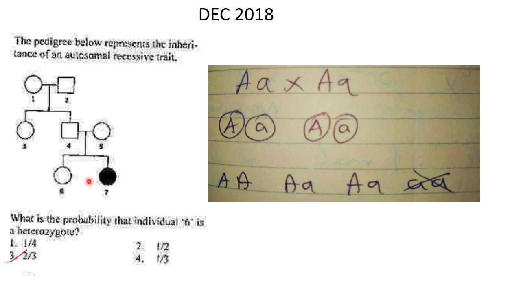Now this is an autosomal recessive trait, which means these parents are heterozygous. That is why you got the 7th offspring as an affected individual. So here 4 will be capital A small a, and 5 also will be capital A small a. So capital A small a crossed with capital A small a, you will get 2 by 3 as the answer, because you have to reject the possibility small a small a, because the individual 6 is not affected with the disease. So small a small a has to be rejected. And the probability of the individual 6 being a heterozygote is 2 out of 3. So the answer here is option 3, that is 2 out of 3.